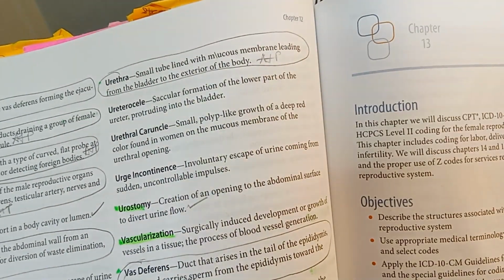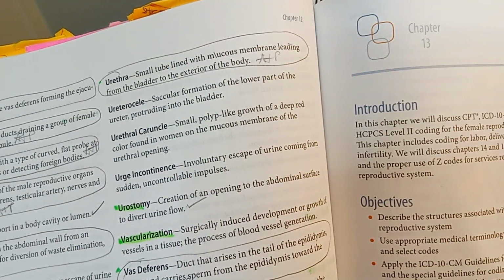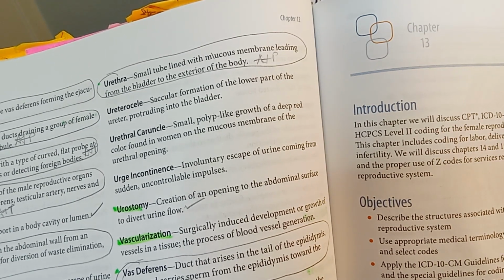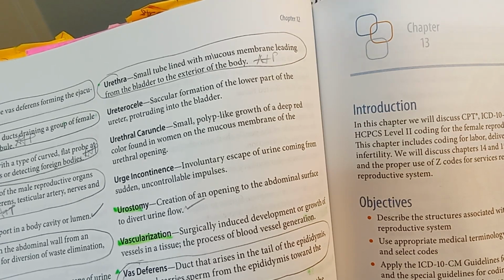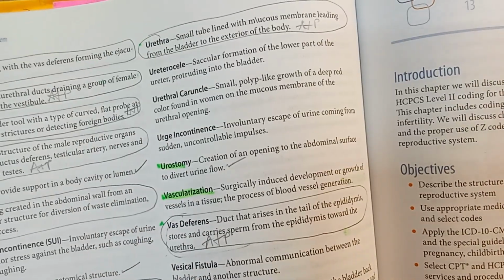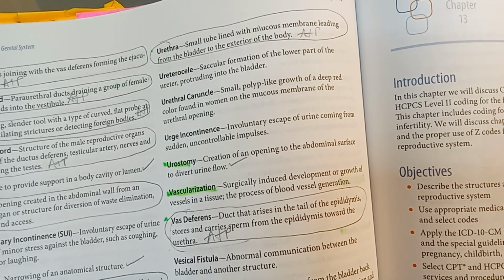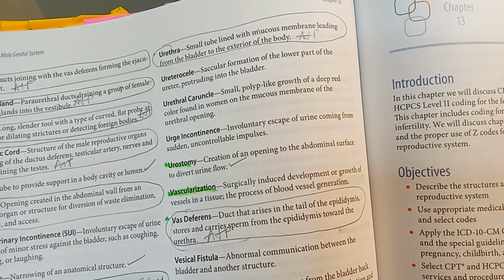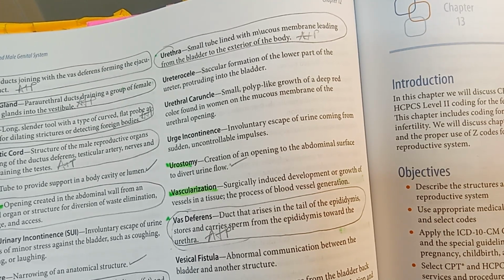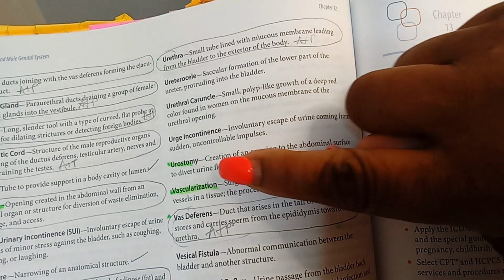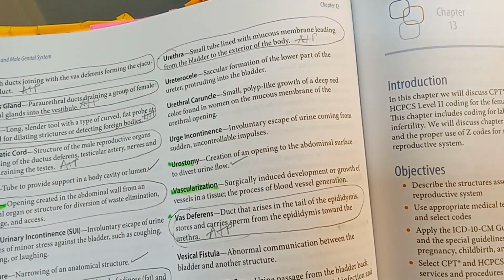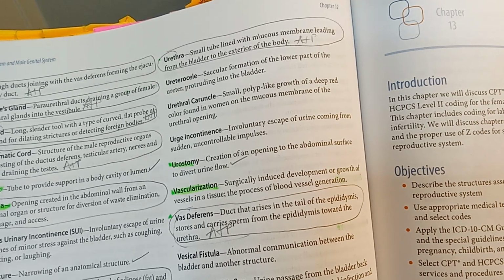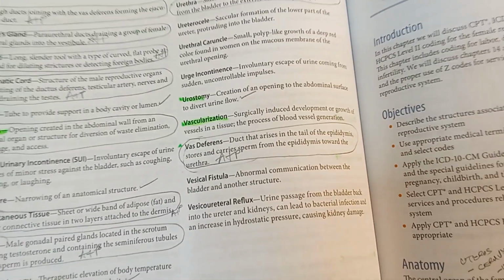Urethrostomy. There we go again. So urostomy. So it's an opening to create a path for the urine, okay? Vascularization. We've seen that in cardiovascular where they did revascularization. All right, surgically induced development, right here. Vas deferens, a duct that arises in the tail of the epididymis, that's A&P. That's a body part in the male reproductive system.